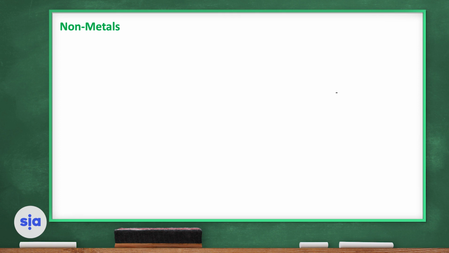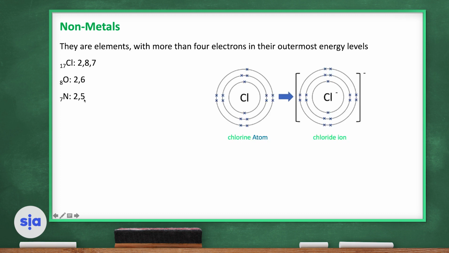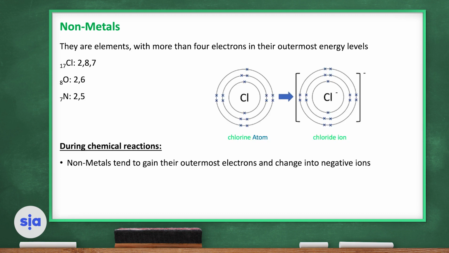What about nonmetals? They are elements with more than 4 electrons in the outermost energy levels. Look at the chlorine. You can see 7 electrons in the outer shell. Oxygen with 6 electrons in the outer shell. Nitrogen with 5 electrons in the outer shell. During chemical reactions, they gain electrons.